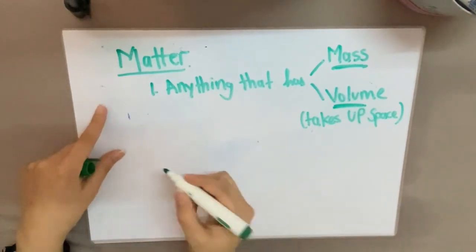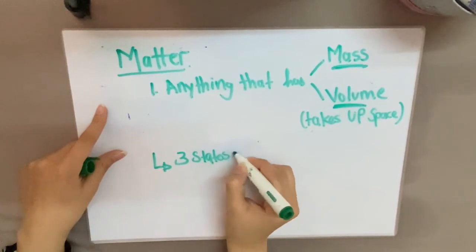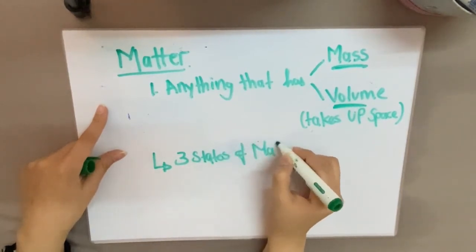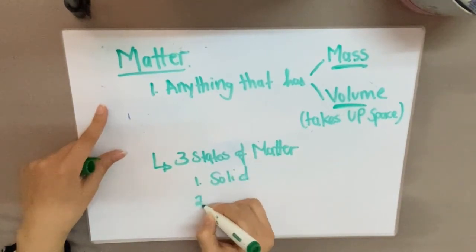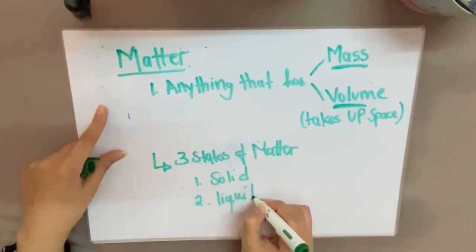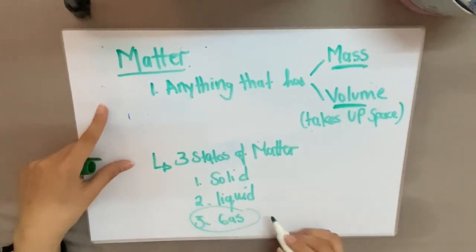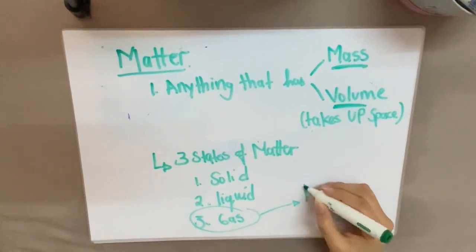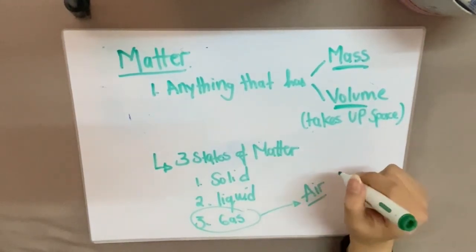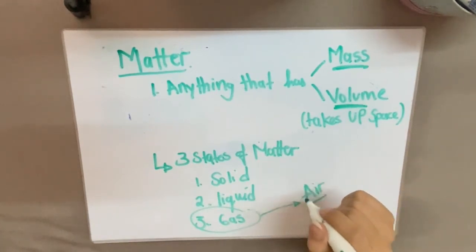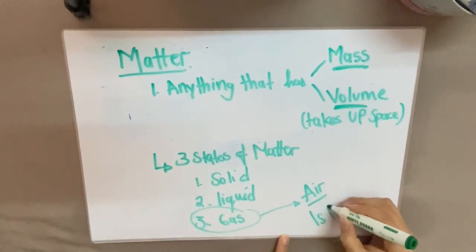Okay, and we know there are three states of matter. I'm sure we all know the three states of matter: solid, liquid, and gas. Let's pay attention to gas for a moment. Air. Air is a gas, right? Okay, I'm going to show you a video now and we're going to discuss it in our live session. But think about it. Is air matter?